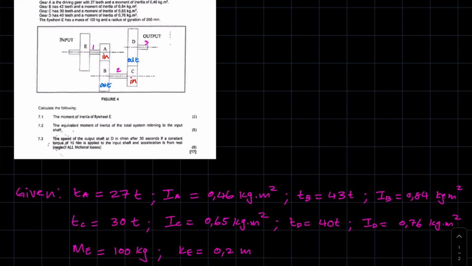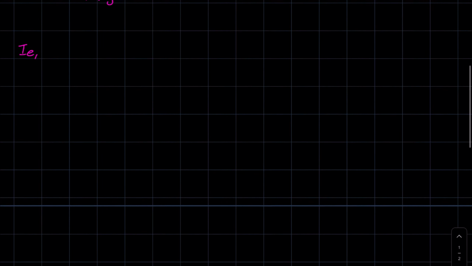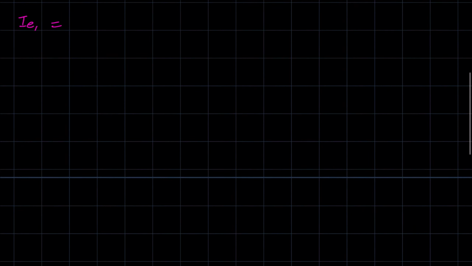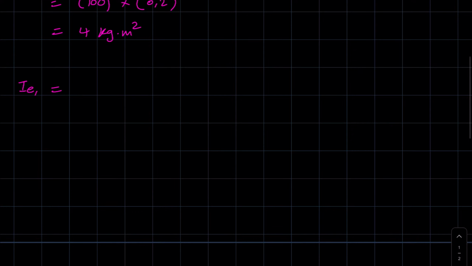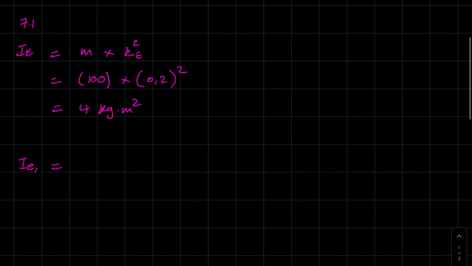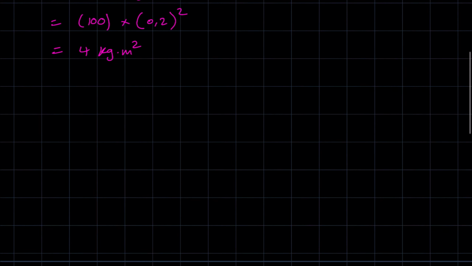If you look here, the input shaft is labeled as 1, the intermediate shaft I've labeled as 2, and the output shaft I've labeled as 3. So if they want us to calculate the equivalent moment of inertia referring to the input shaft, there's your input shaft, meaning they want IE1, the equivalent moment of inertia for the input shaft. This is 7.2.